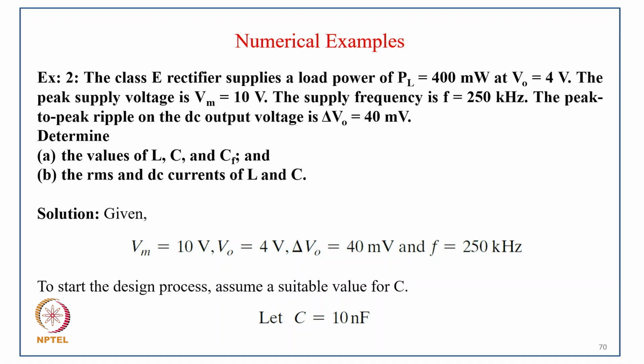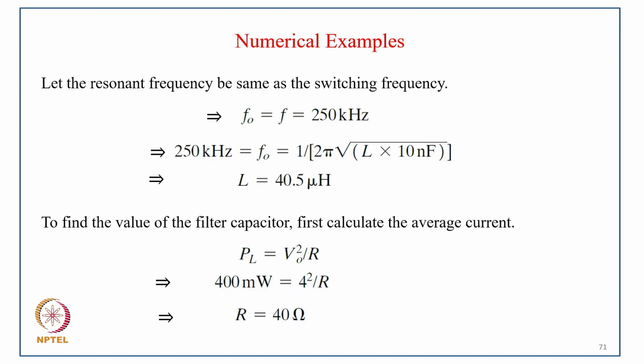And to start the design process, assume a suitable value for C. So let C equal to 10 nanofarad, and let the resonant frequency be the same as the switching frequency, F0 equal to F equal to 250 kHz, and from this, putting in the formula, we get the L value, that is equal to 40.5 microhenry.